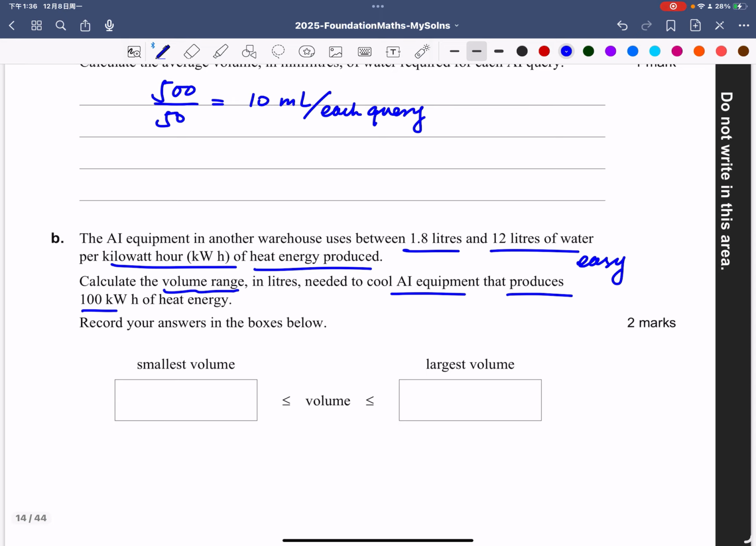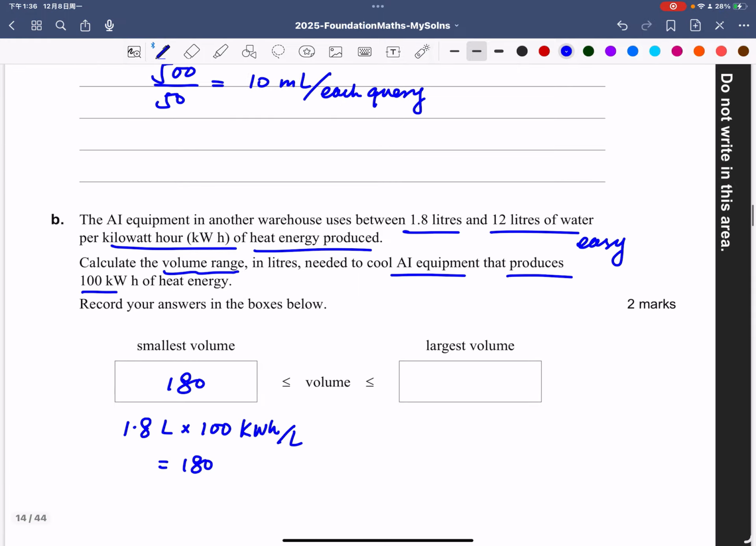So I would say the smallest is 1.8 liters multiplied by 100, let's say, kilowatt hours of heat per liter. Yep, so that'll be 180. That's 180. And also the largest volume of water is 12, so 12 multiplied by 100, that's 1200 liters. Okay, so those are the answers.